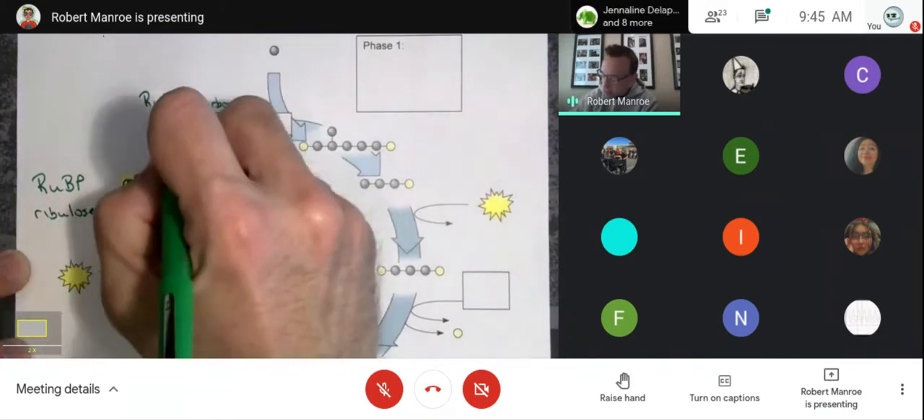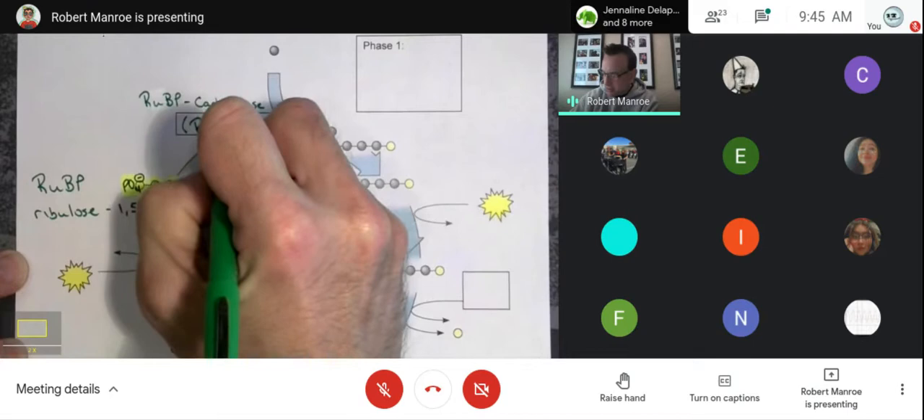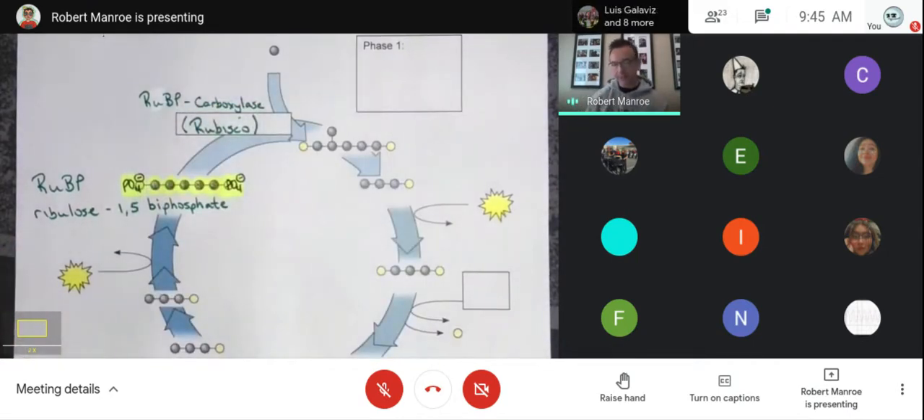Then you have an enzyme, RUBP carboxylase. Now, some of your professors might call this enzyme by its nickname, Rubisco. I've never found out why they call it Rubisco, but some technical botanists refer to it as Rubisco. So if a professor throws you the carboxylase, fine. If they throw you Rubisco, fine.